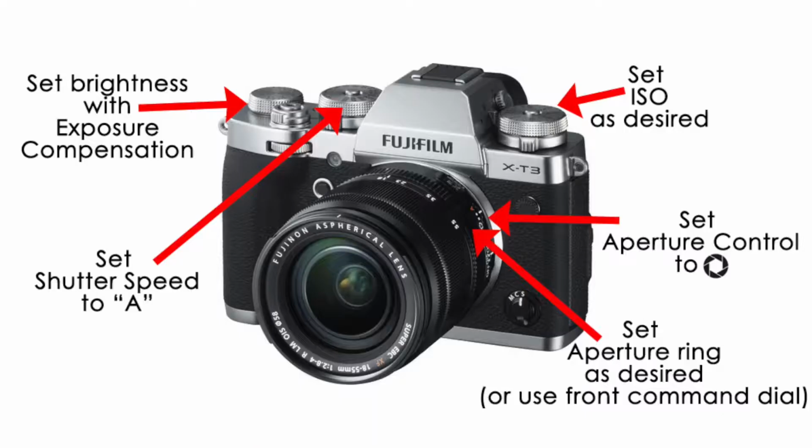On Fujifilm cameras, you're just going to set the shutter speed to A, your ISO to A or whatever ISO that you want, and then adjust your aperture control ring to give you the aperture that you want.